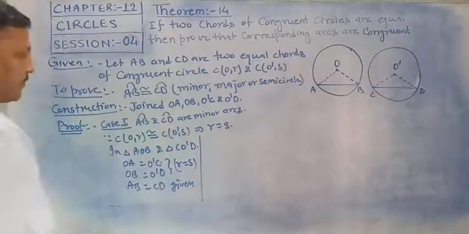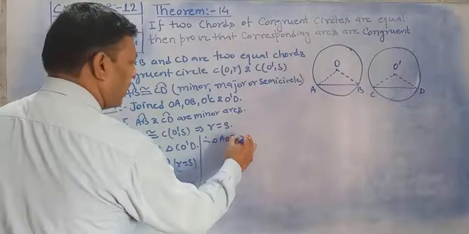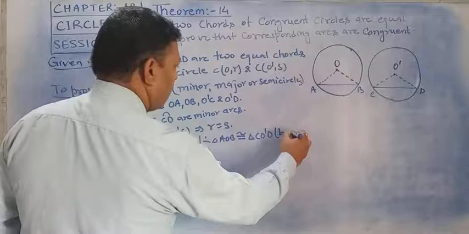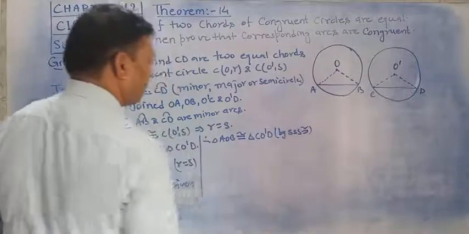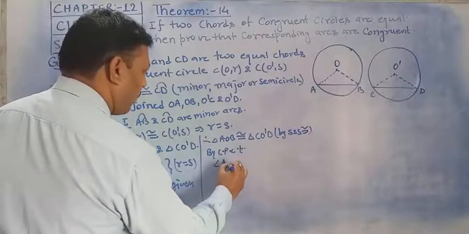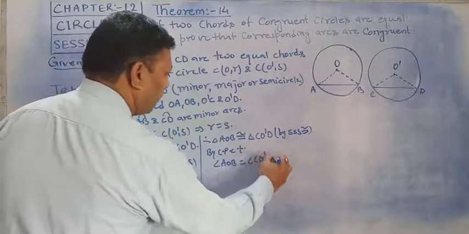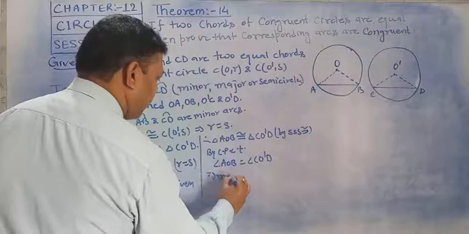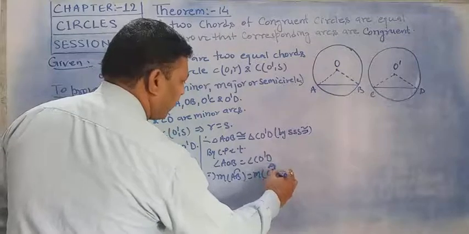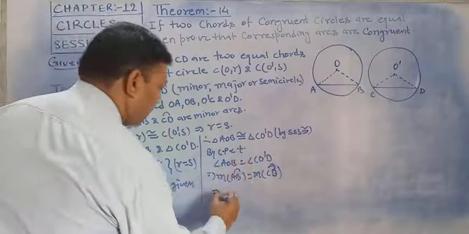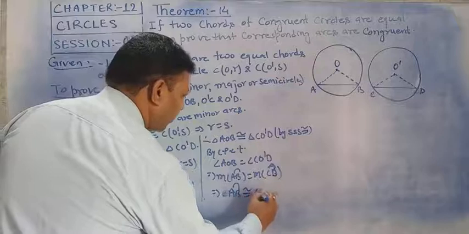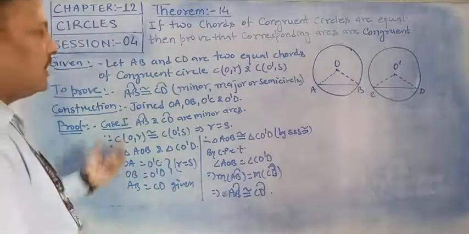So therefore, triangle AOB is congruent to triangle CO dash D by SSS congruency. So by CPCT, angle AOB equal to angle CO dash D. This implies that the degree measure of arc AB equals the degree measure of arc CD. So if their degree measures are equal, this implies that arc AB is congruent to arc CD. So if these are the minor arcs, then they are congruent.